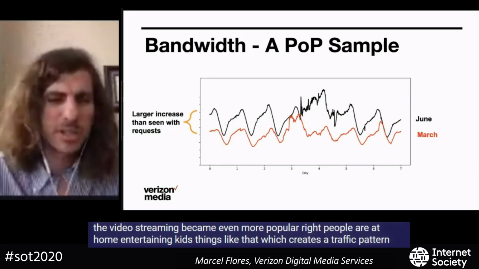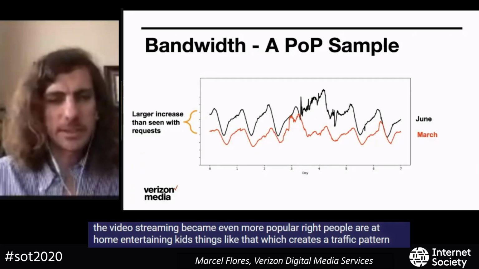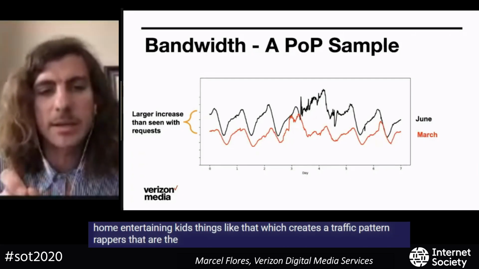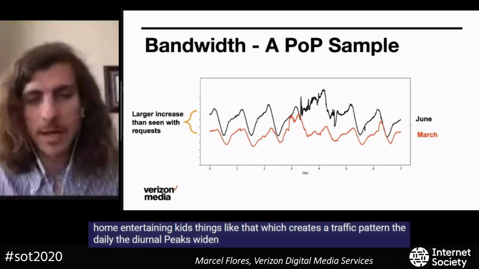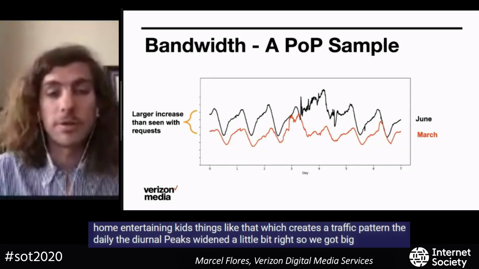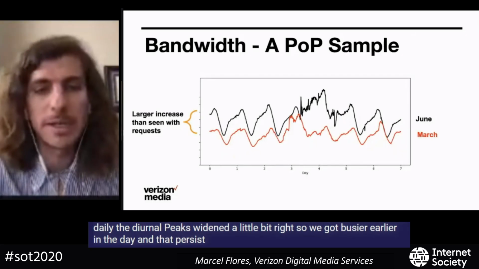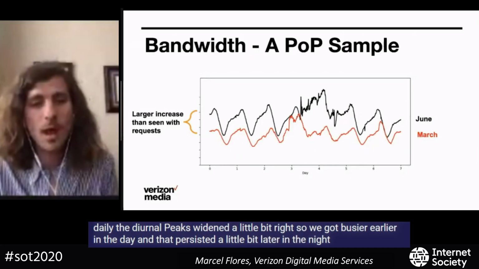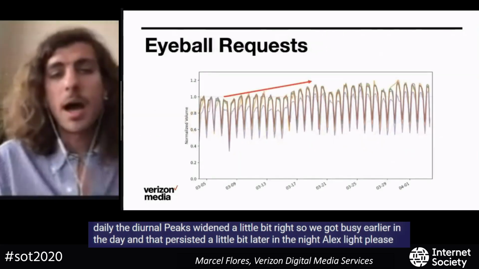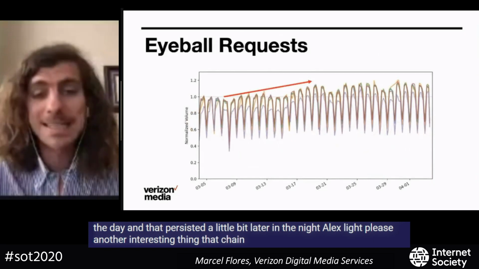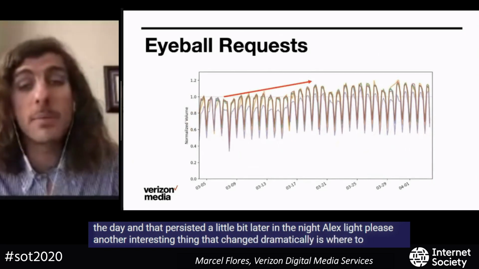Another interesting thing, which you can see a little bit on this graph, is that the diurnal peaks widened a little bit, right? So we got busier earlier in the day, and that persisted a little bit later in the night. Next slide, please. Another interesting thing that changed dramatically is where traffic was coming from, right?